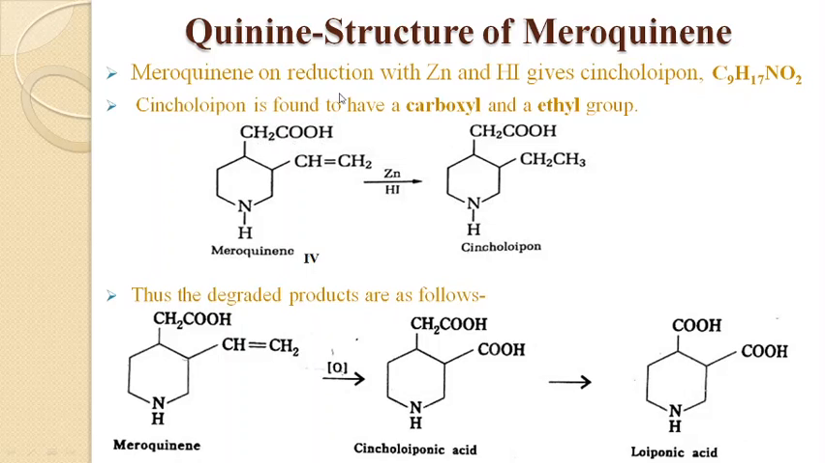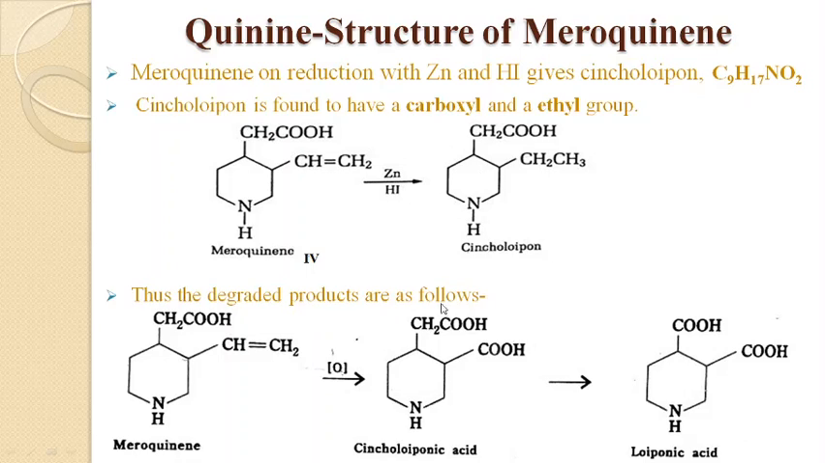Next evidence in favor of structure 4 is that meroquinone on reduction with zinc and HI gives cincholoipone, C9H17NO2. Cincholoipone is found to have a carboxyl group and an ethyl group. The formation of this ethyl group reveals that the vinyl group is present at position 3. If it were present at position 4, then a propyl group would be introduced at this position. So these two are the evidences in favor of structure 4.